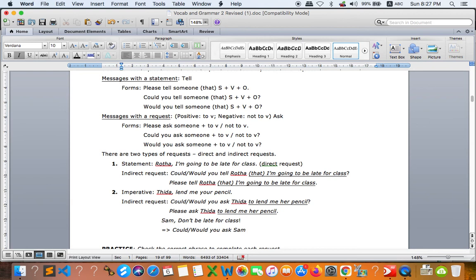Then what we can say is, could or would you ask Sam, because "don't" means negative, and if it is negative, we have to use "not to verb." So we have to omit "don't," but we have to keep "not." So we have "not," and then "to," and the verb is the main verb, so the main verb is "be." So we have "be late for class," and we use could or would, so there should be a question mark at the end. All right, so let me give you another one.